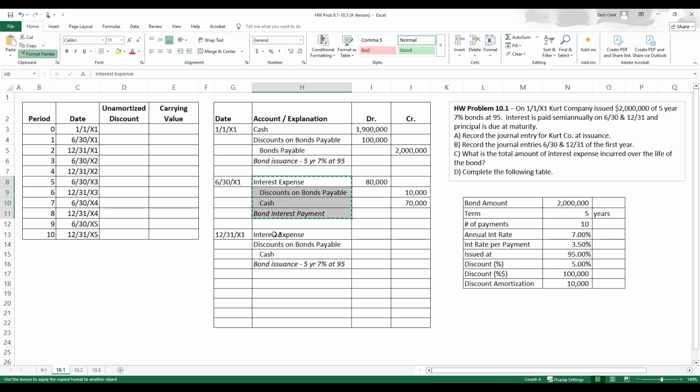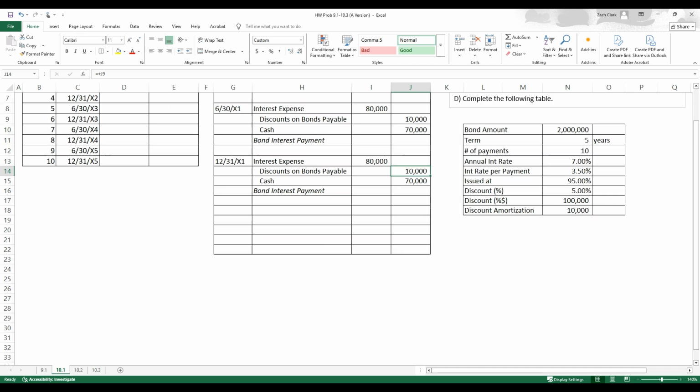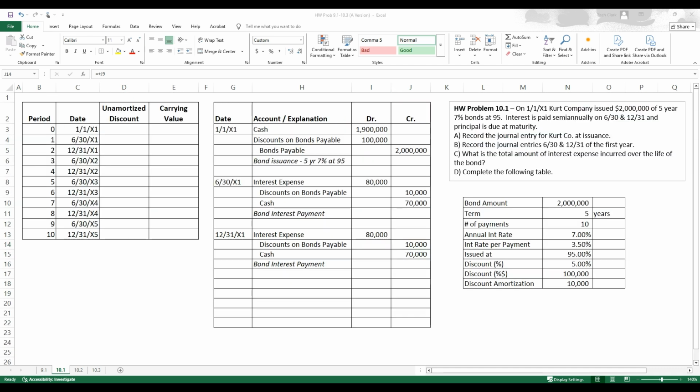Let's format paint so these get the same style. But everything here is going to be the same as time proceeds. This just happens over and over again, essentially 10 times. And it's that straight line amortization of the discount that we're accounting for. And now we're going to record in this table.